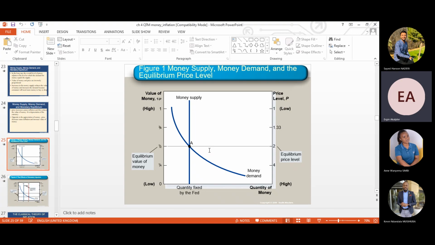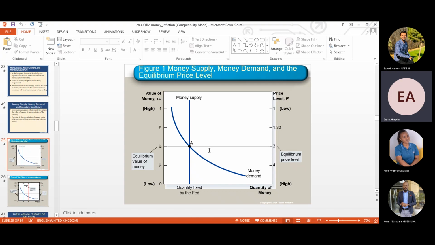Here is also given the quantity of money, and the value of money, which is related with the negative money demand. The money supply then becomes ineffective and intact from this value change, from this, let's say, price change.